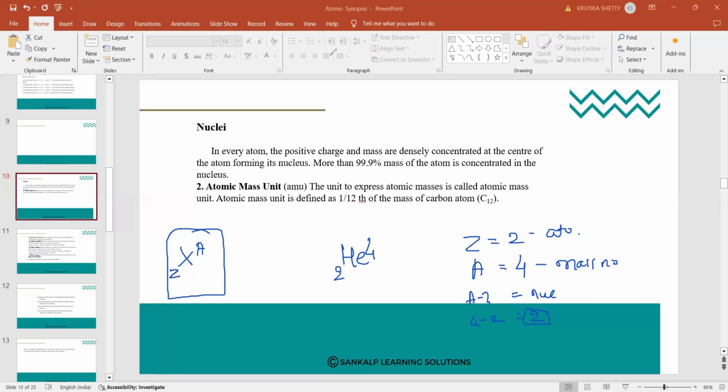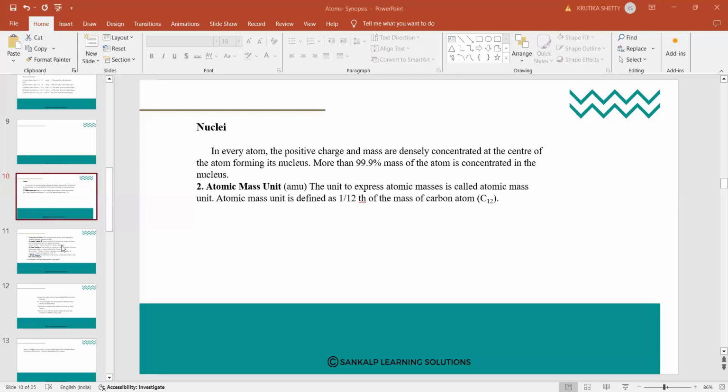So now after this we have some of the definitions. Let us see what those definitions are. In this chapter, mostly we have definitions. The derivation part is deleted, and the radioactivity part is deleted. So we have only basic definitions in this chapter.